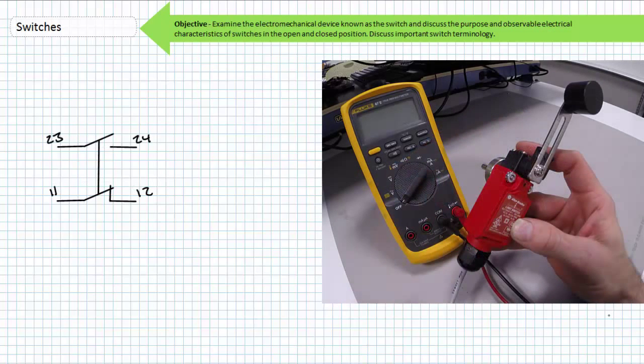Lest you think all switches are manually actuated, let's close up this lecture with a quick look at a limit switch, an automatically actuated switch. The first thing you'll notice about the limit switch is the long arm. Basically, if something bumps into this arm, the limit switch will be actuated. This could be used to limit, hence the name, the linear or rotational travel of a physical object.